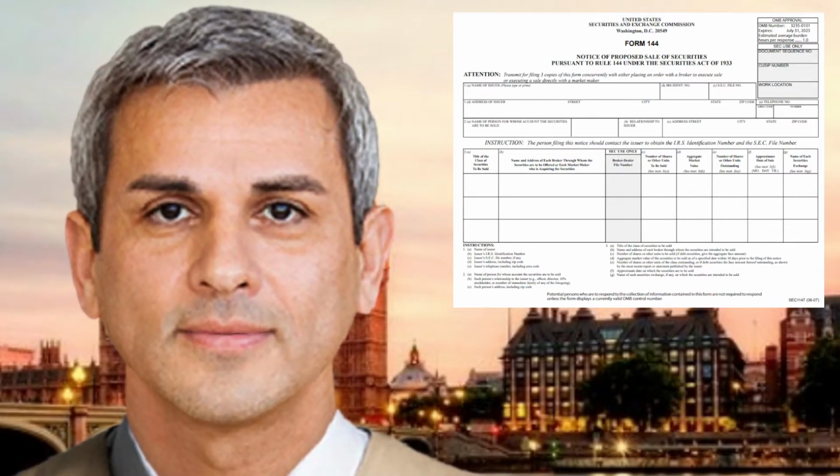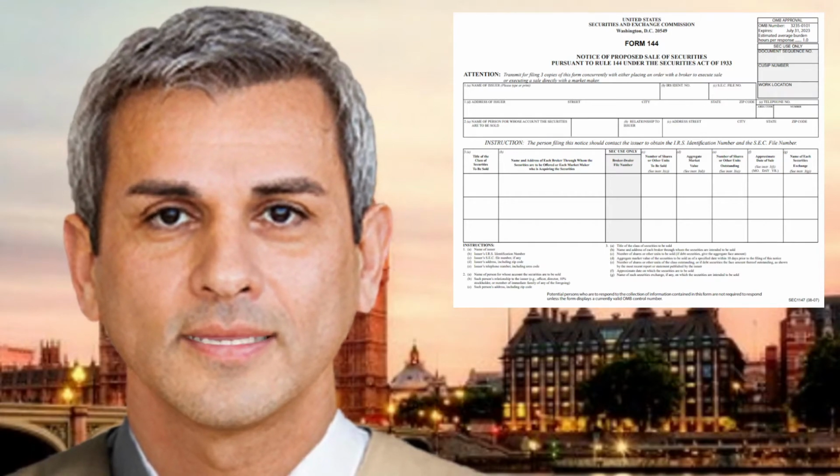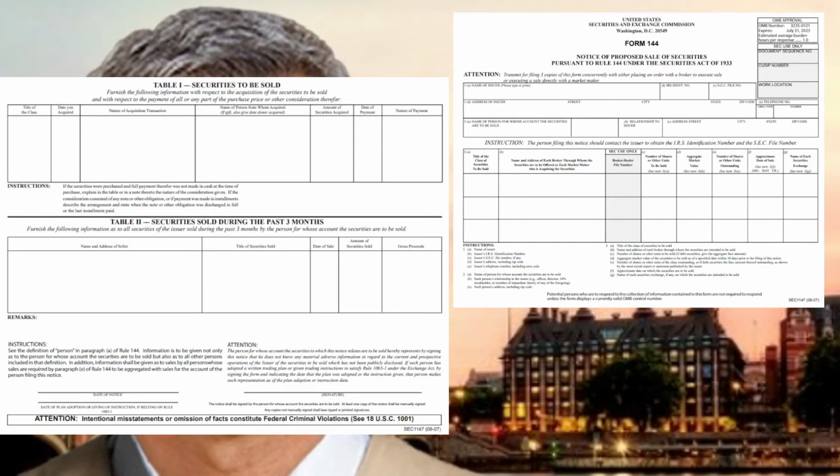The transaction, or at least part of it, is made within 90 days of filing. Form 144 is required when the amount sold during any 3-month period exceeds 5,000 shares or $50,000.